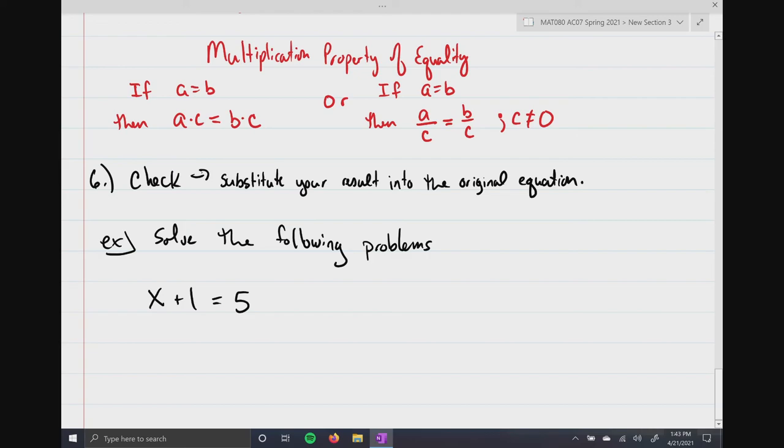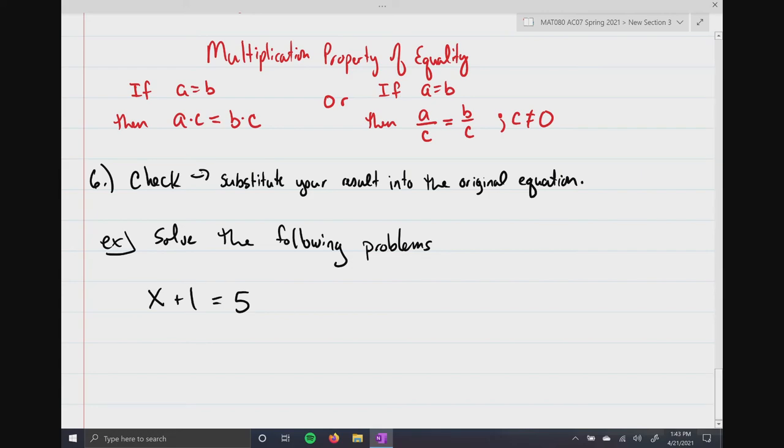Now, you're probably going to get really bored of me saying these steps over and over again. But my goal is to A, get you to realize that these steps exist, and then B, maybe when you're taking your test or you're doing your homework, you actually hear me inside your head saying these steps. So I'll be repeating the steps a lot.